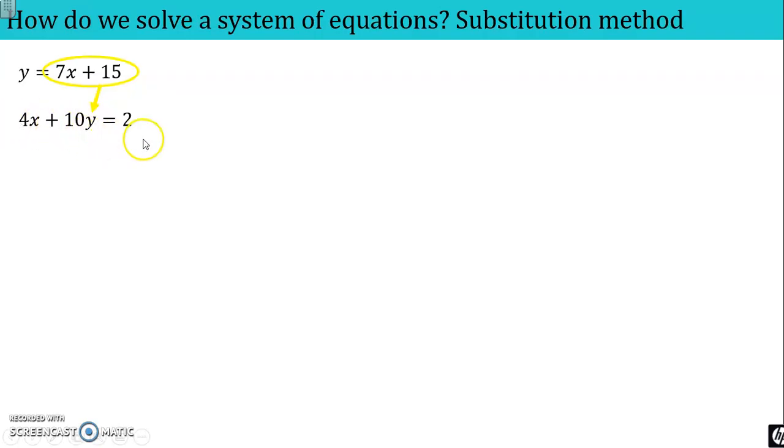So I'm going to rewrite this bottom equation, except instead of writing y, I'm going to substitute in 7x plus 15. So that's what I did down here. You can see that y does not appear any longer, but that it's been replaced with 7x plus 15. And now I'm left with one equation with one variable that I can solve. If I distribute that 10, I get 4x plus 70x plus 150 equals 2.